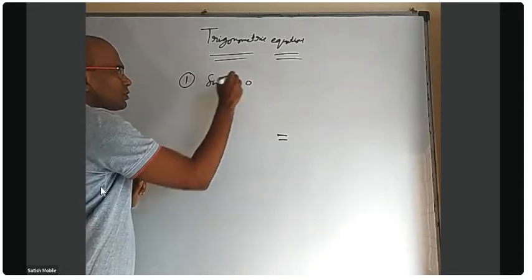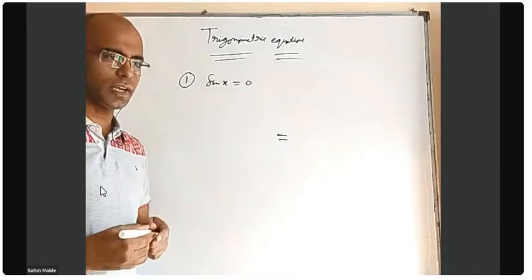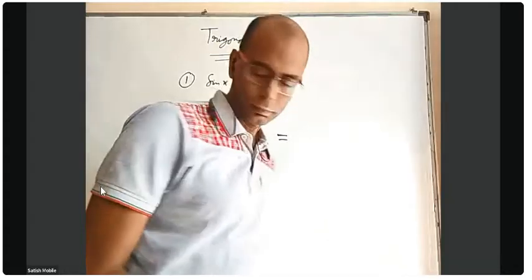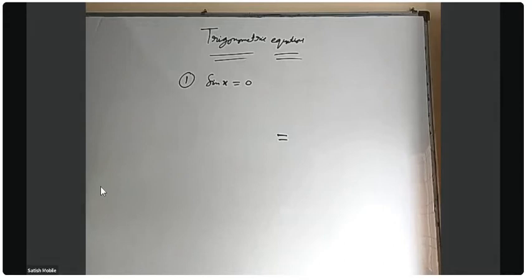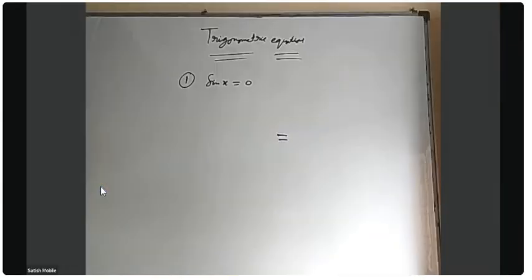Sin x equal to 0 is an equation. Can you tell me some x values satisfying this equation? 0. Pi, 2 pi, 180 degrees, multiples of pi. Good. Anything else? All integral multiples of pi. What about minus pi, minus 2 pi? They are also okay.